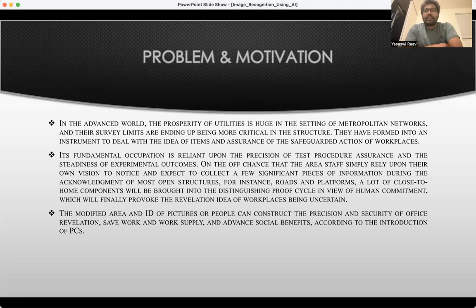If our area staff simply rely upon their own vision to notice and expect to collect a few significant pieces of information during the acknowledgement, for instance on roads and platforms, a lot of personal components will be brought into the designation proof cycle in view of human commitment, which will finally provoke the revelation of the quality of workplaces being uncertain. Modified recognition of pictures of people can improve the precision and security of office revelation, save work and work supply, and advance social benefits according to the introduction of PCs.